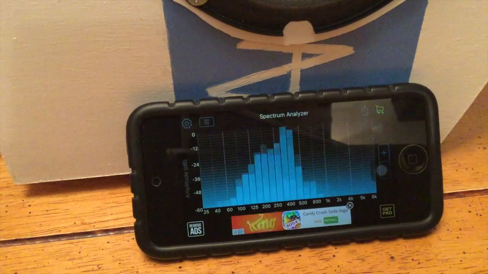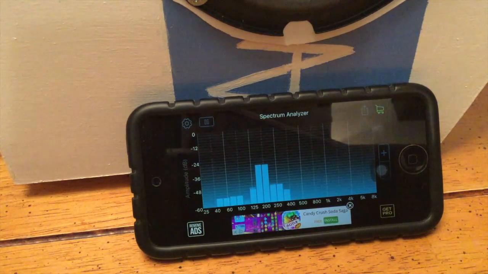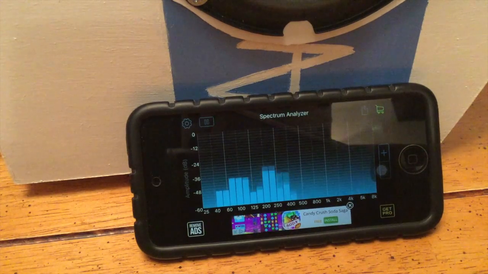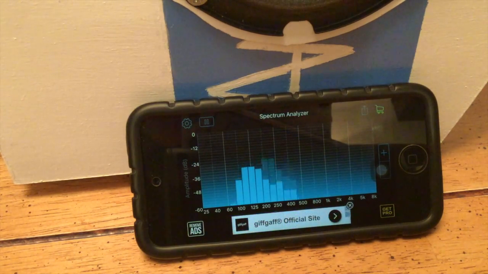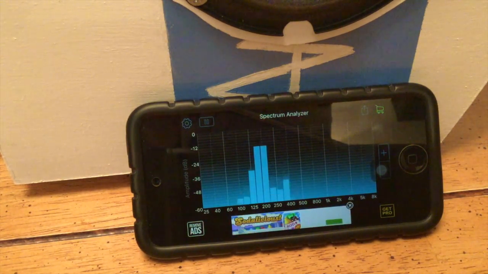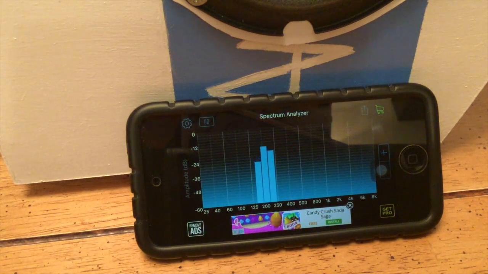To evaluate my speaker, I performed a test that shows how it performs with pitches below 200 Hz. The spectrum analyzer on the phone also indicates how loud these pitches are during the test. 10 Hz, 20, 30, 40, 50, 60, 70, 80, 90, 100, 110, 120, 130, 140, 150, 160, 170, 180, 190, 200.